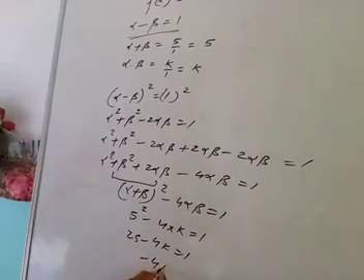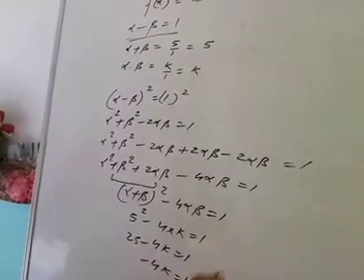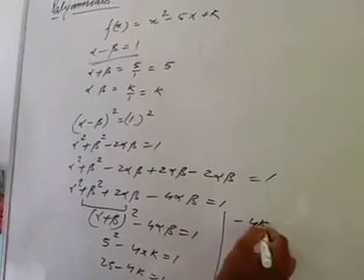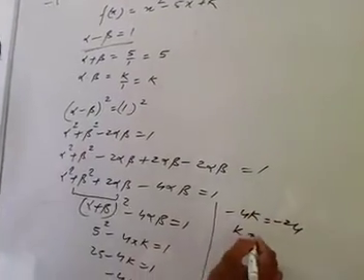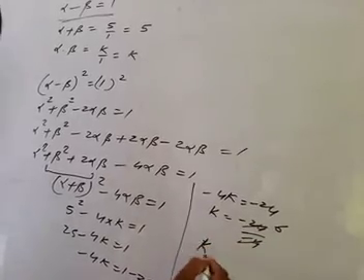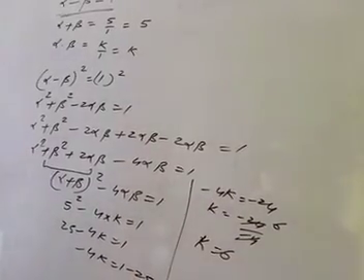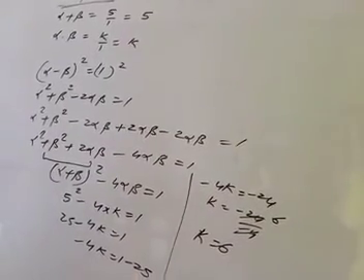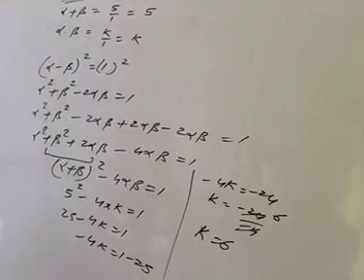So minus 4k equal to 1 minus 25, then minus 4k equal to minus 24, k will be minus 24 upon minus 4, when we divide we get 6, means k is equal to 6. So value of k will be 6. So these type of questions you will solve like this.